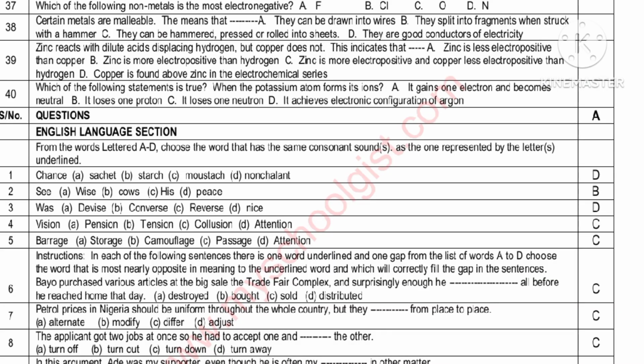For example, for the first question that we considered, the past question says the correct answer is option D, nonchalant, and that is not correct. For question two, the past question says the correct answer is option B, cows, which is also incorrect. So it's important for you to study.